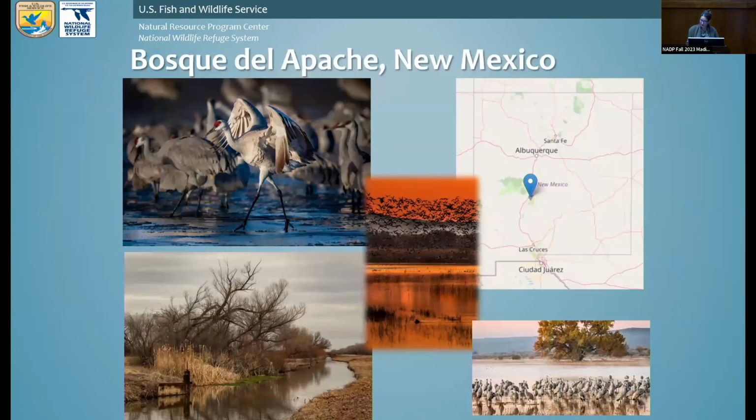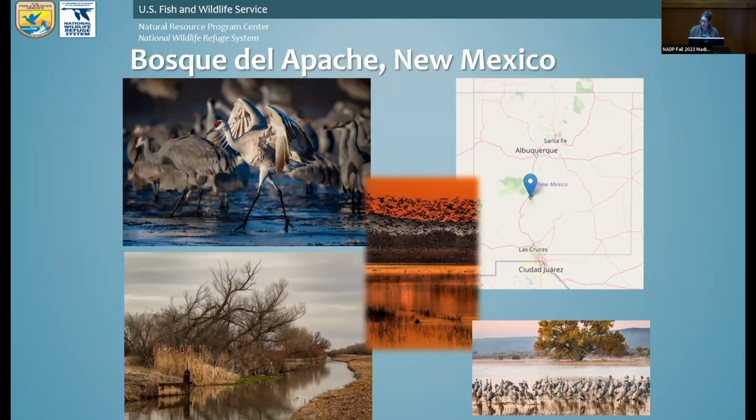And so for our first case study, Bosque del Apache National Wildlife Refuge, it's located at the northern edge of the Chihuahuan Desert ecoregion. It's about 60,000 acres and over 30,000 acres of designated wilderness. It was established in 1939 to provide a crucial stopover site for migrating waterfowl. The refuge is well known for the tens of thousands of cranes, geese, and ducks who winter there each year. We get a ton of visitors in the winter to see sandhill cranes.